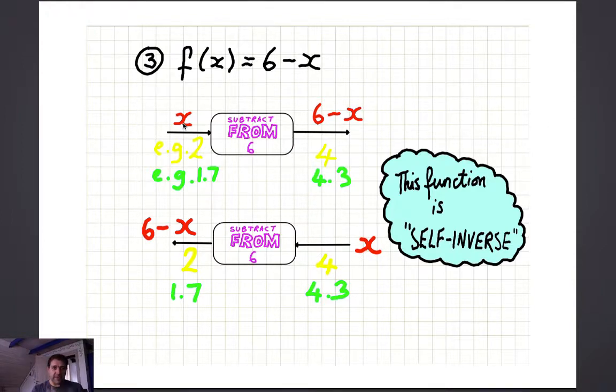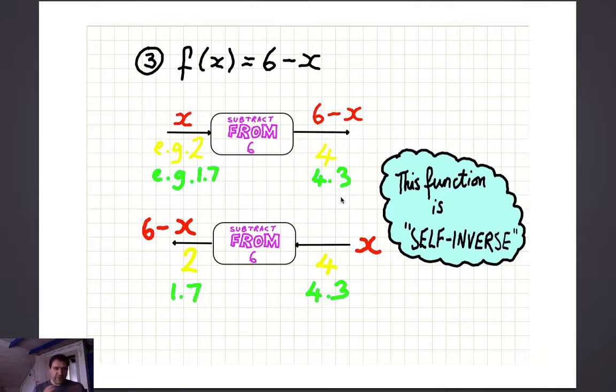So if I start with x in, subtract from 6 gives you 6 minus x. So for example, 1.7 in will give you 4.3 out, because you do 6 minus 1.7. But then the reverse of subtract from 6 is still subtract from 6. So x in the other side, subtract from 6 gives you 6 minus x again. And using actual numbers, 6 minus 4.3 is 1.7.